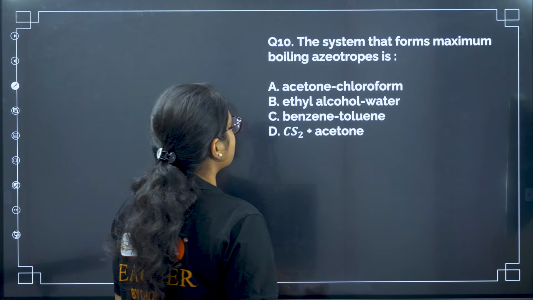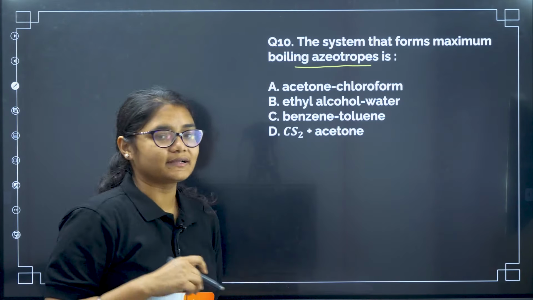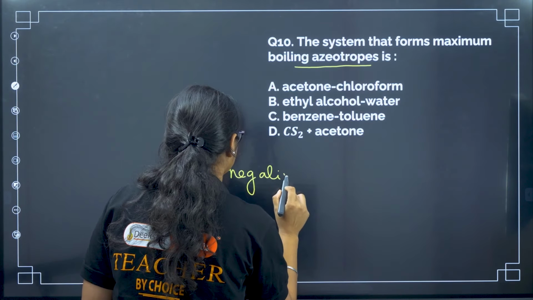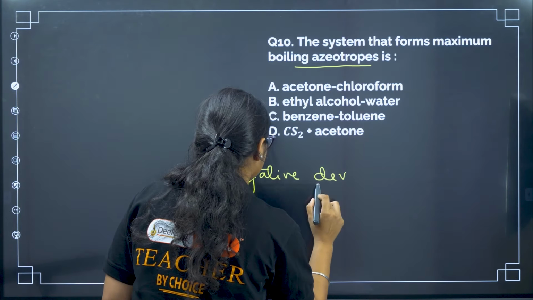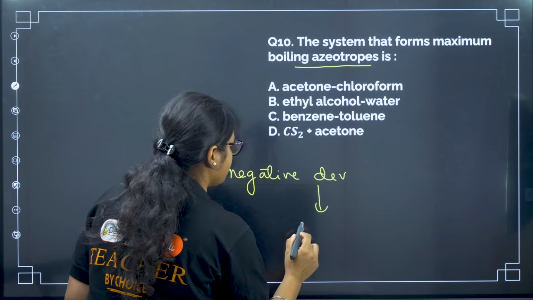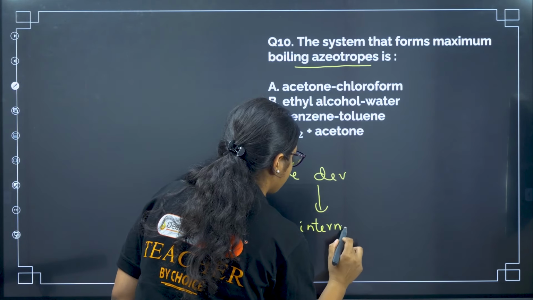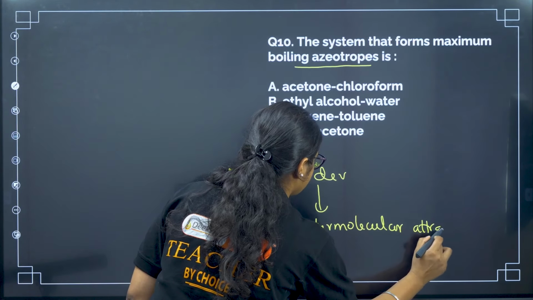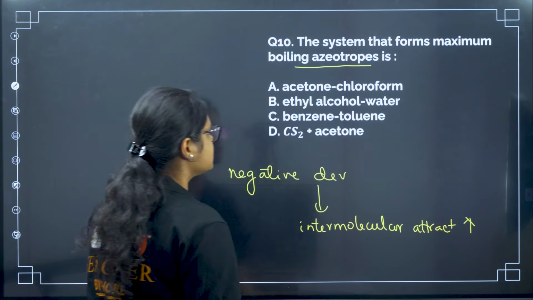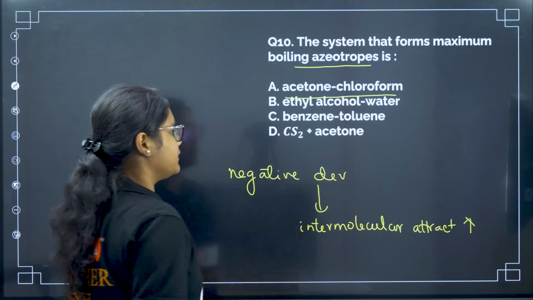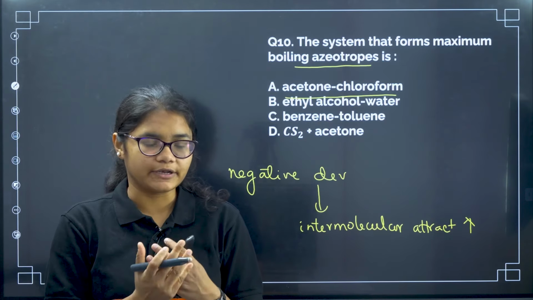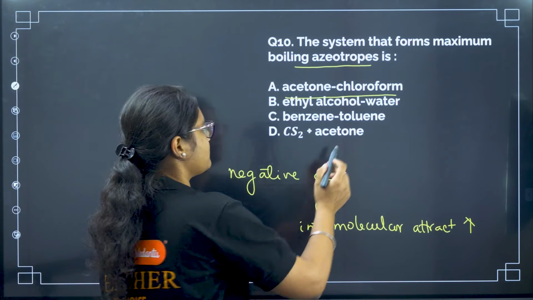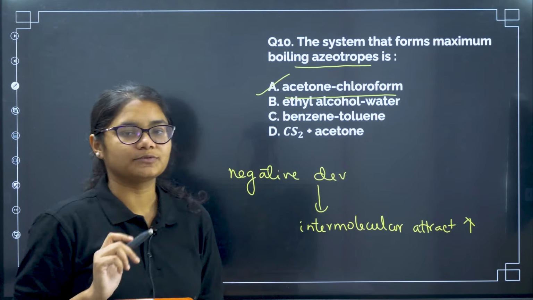Next, the system that forms maximum boiling azeotrope. Maximum boiling azeotrope means it should have negative deviation. This you should remember. And negative deviation means the intermolecular attraction should increase, right? So if you see acetone and chloroform, when we add acetone and chloroform, the intermolecular forces increase, there is a negative deviation, and that is why it will show maximum boiling azeotrope. Correct answer is option number A.